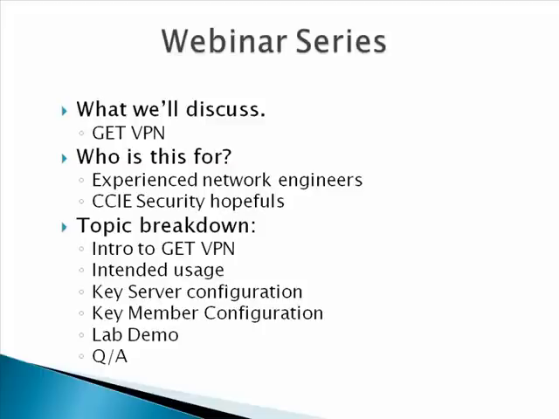An intro to GetVPN, just basically what it is and what it's for, and then some configuration examples, including the key server itself and the key members that are actually going to be doing the encryption. At the end, I'll be doing a lab demo, and again, fairly simple and tailored towards what you'll see on the CCIE lab, at least based on what I've seen of the CCIE lab. And then at the end, we'll have a Q&A session where I will attempt to answer any questions that you might have, or at least get you pointed in the right direction. Okay, so let's get started here.